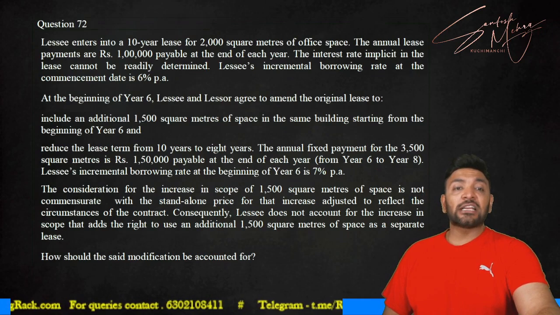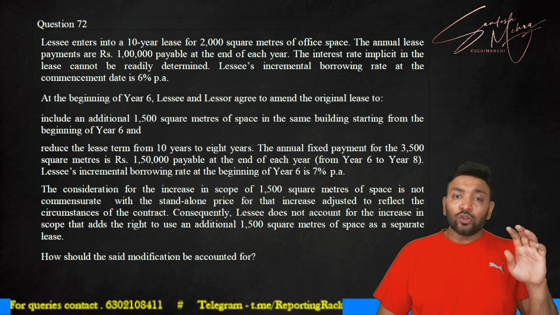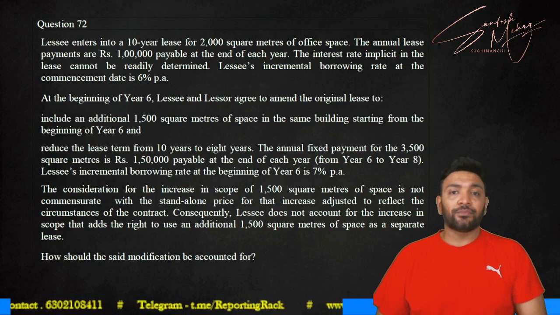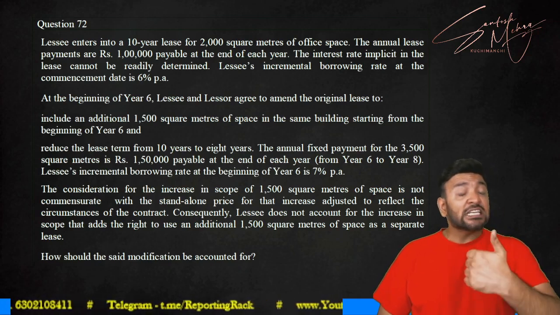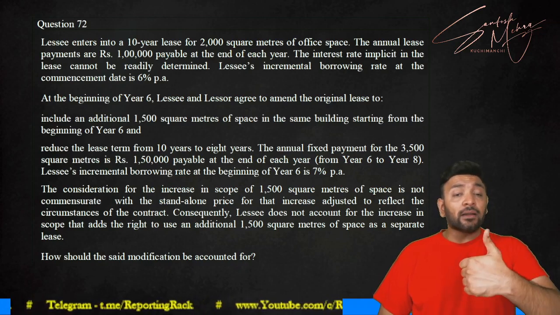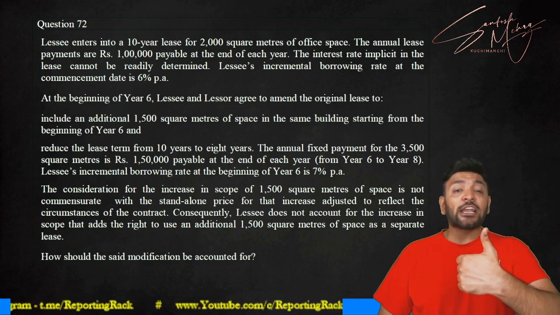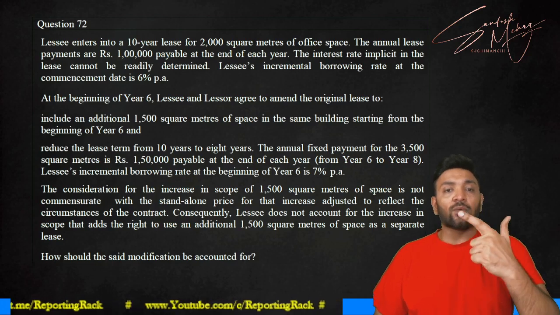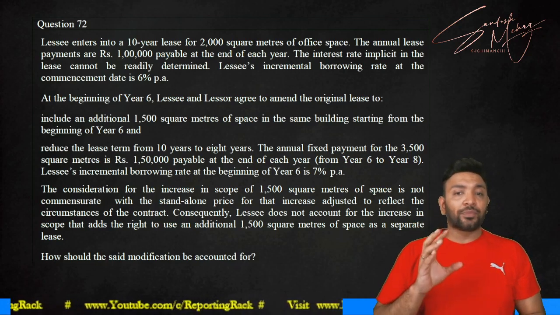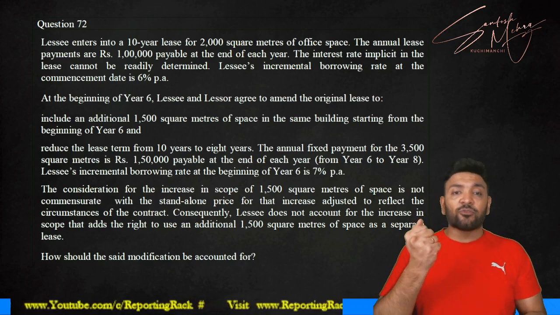How should the said modification be accounted for? Though there is no additional lease, I will break this modification into 2 parts. One is the additional space and the additional lease rental which is supposed to be paid, but this cannot be treated as a separate lease. So it is a modification to the existing lease. Second, because your lease term has reduced from 10 years to 8 years only, this is a decrease in the scope of the asset.